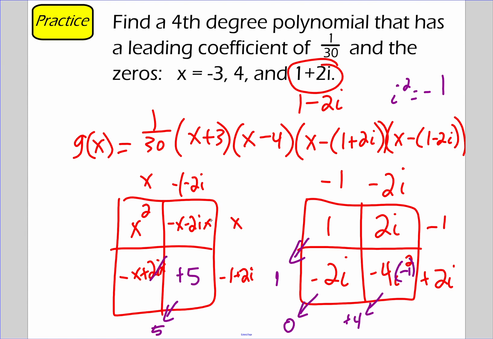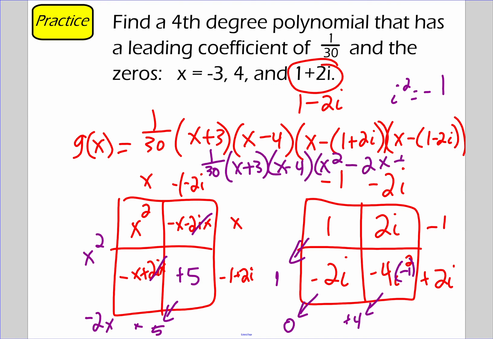Okay, all right, so we have 5 here. Now, we see the negative 2ix and the 2ix cancel. Negative x and negative x makes negative 2x. And we have x squared, right? So now we've got a polynomial: 1 over 30 times x plus 3 times x minus 4 times x squared minus 2x plus 5. Okay. So one of the cool things is that if you do have complex numbers, you can combine those two complex solutions together to form the quadratic that they come from, right?